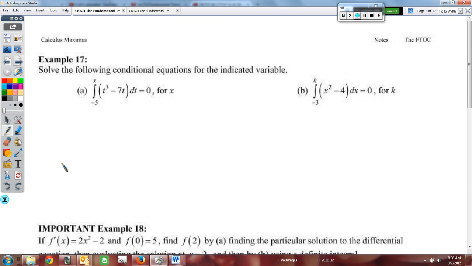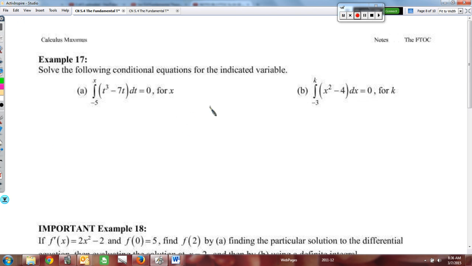All right, let's take a look at the next examples that we have. So we're just practicing with solving these equations. So we end up with some values here. We're going to have some definite integrals that we're going to need to calculate.